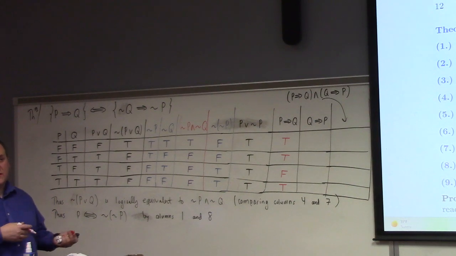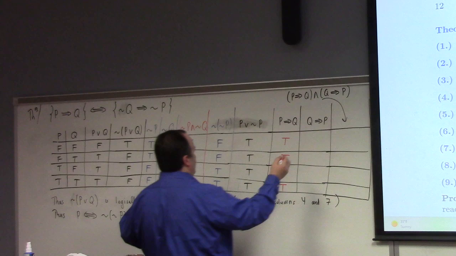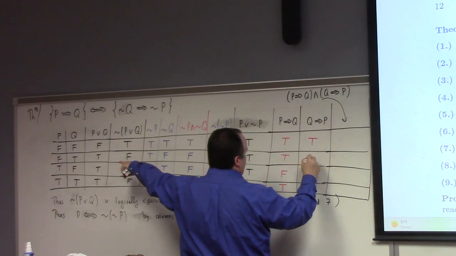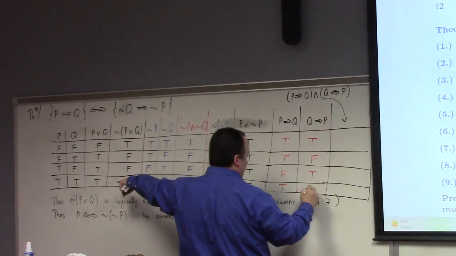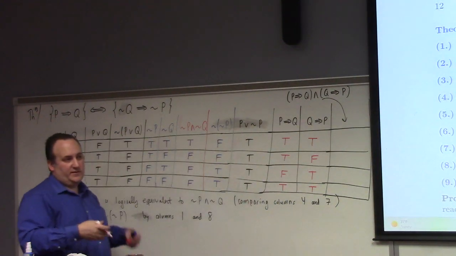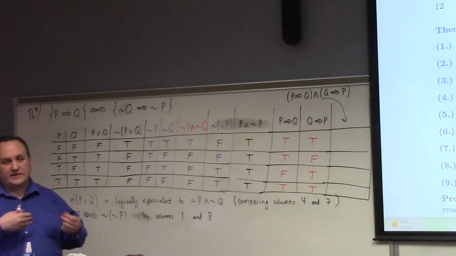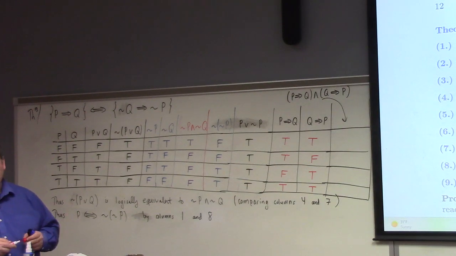P implies Q and Q implies P are not logically equivalent, right? Like Q implies P: false implies false, true. True implies false, false. False implies true is true. True implies true is true. These two columns are not the same. So a conditional and its converse are logically inequivalent. Two statements are not logically equivalent if they disagree on even one case, right?